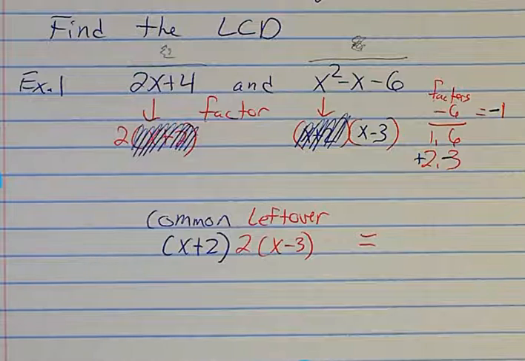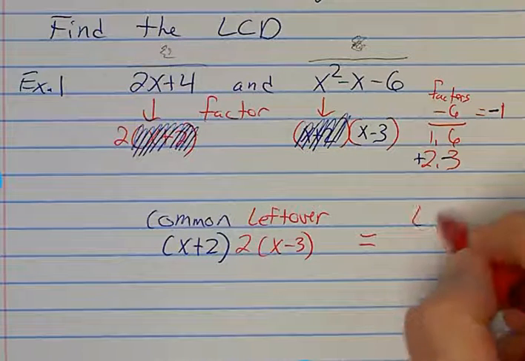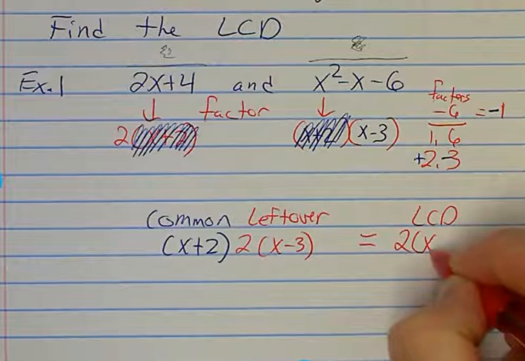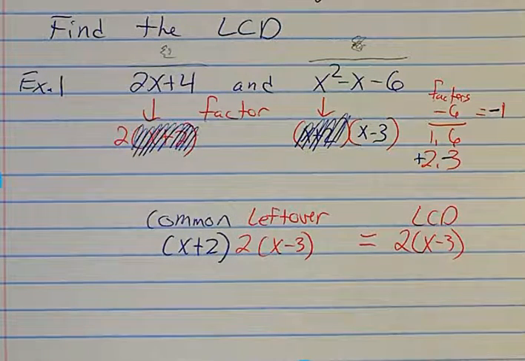And most of the time we don't put the 2 in the middle like that. So for our least common denominator, let's just put the 2 out front. So we got the 2 out front. We need an x minus 3, and we need an x plus 2.